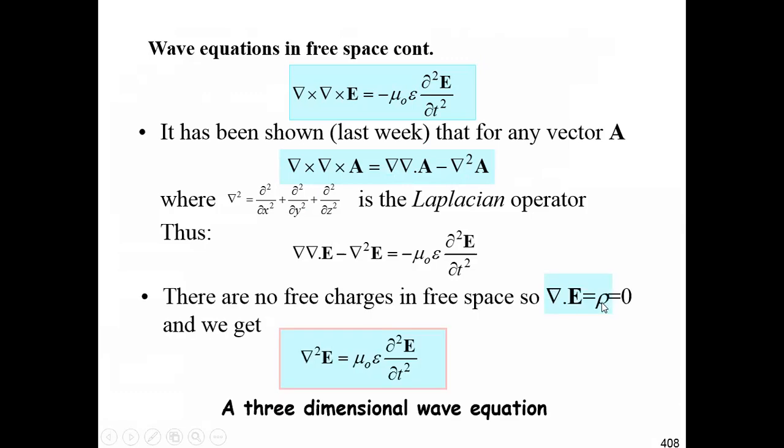Del dot E is equal to rho, better to say rho upon epsilon. But rho is 0 because it is free space. So this term will go to 0.